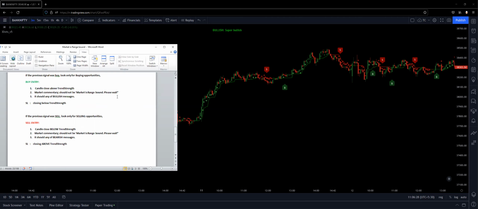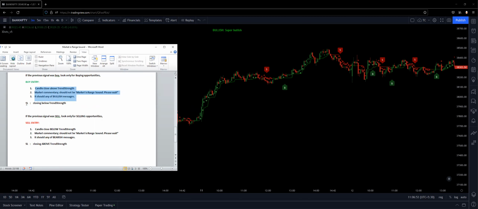Second thing is the market commentary should be giving buying status messages, rather than a sideways message, right? That is the second thing. It should be any of the bullish messages. That's what I mentioned. So these three things should be met to go for a buy signal, right?